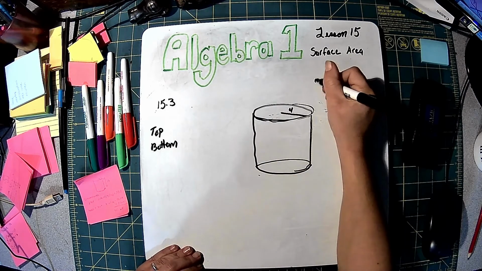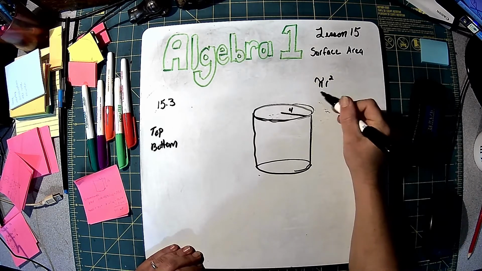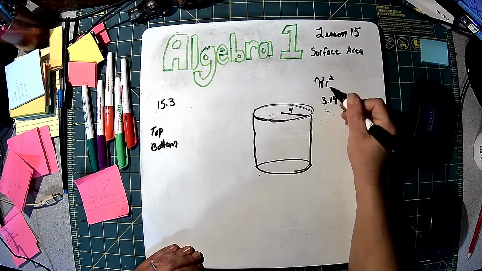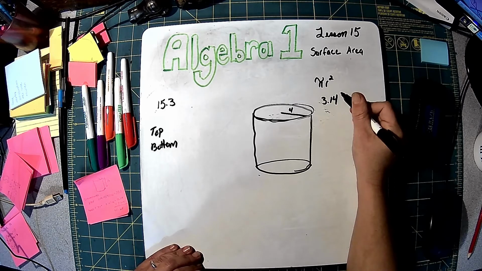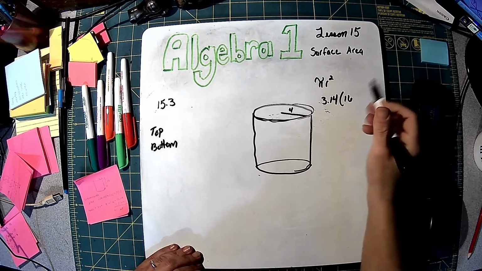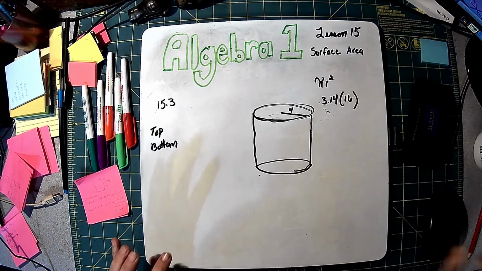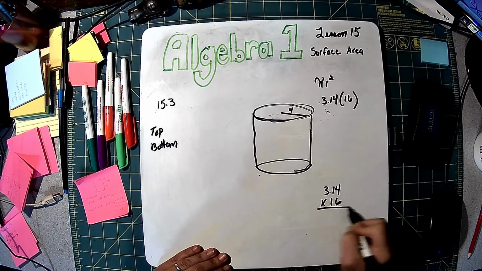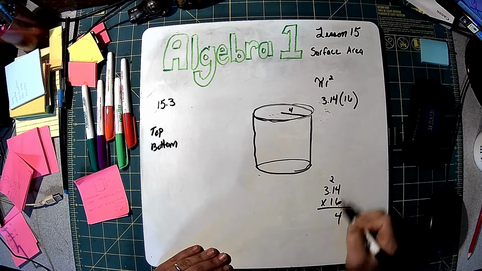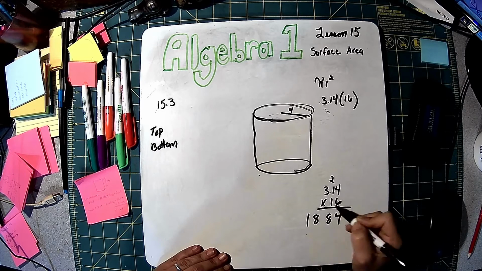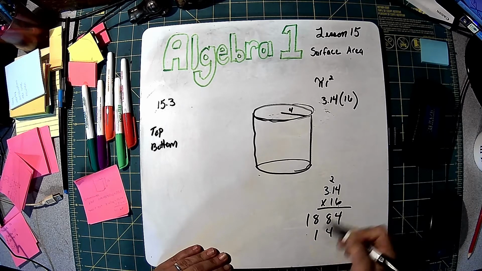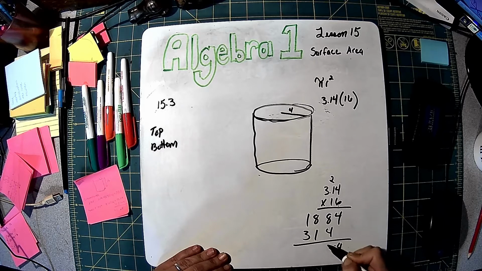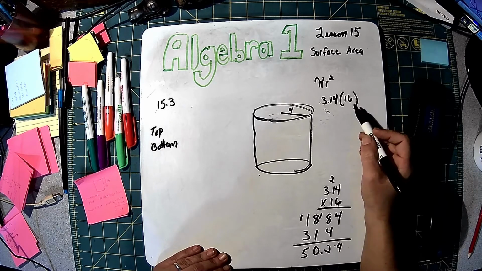And the area of a circle is pi r squared. And pi is 3.14. And our r is 4, and 4 squared would be 16. So we're going to do 3.14 times 16, if I have my calculator. Feel free to use your calculators, I just don't have mine handy. Okay, so I got 50.24.